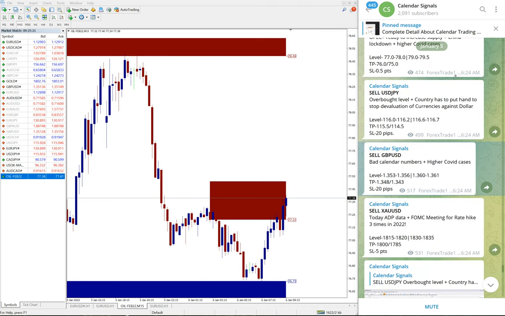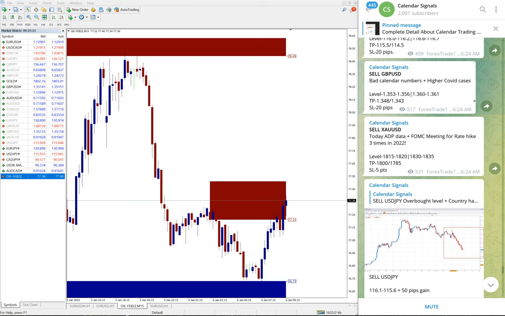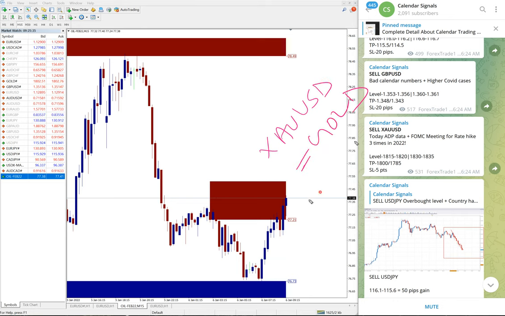Then the next signal is sell gold, which is XAUUSD. XAUUSD is gold. Different broker uses different name. XAUUSD equals gold. So we have given sell gold, and the reason we given sell gold is because of ADP data and FOMC meeting for rate hike.